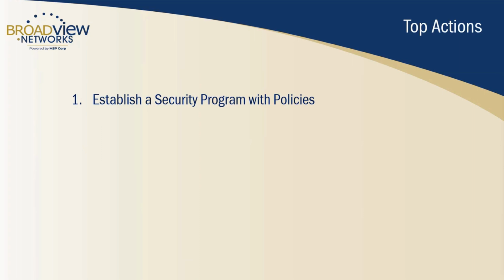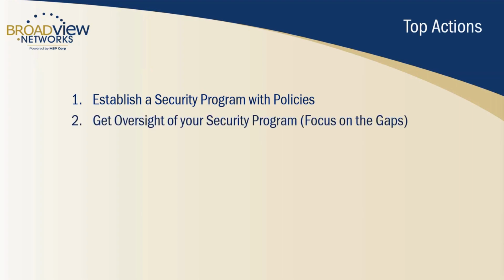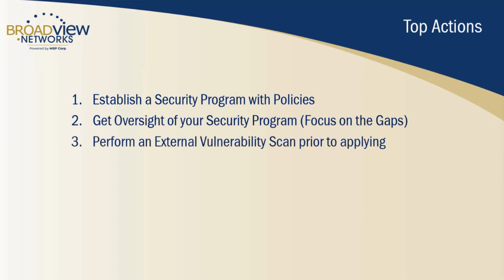So just to recap, the top actions that are going to be critical for this: establish a security program with policies, whether the cybersecurity insurance application requires it or not. Having a security program within your organization and having it backed up by policies is critical to cybersecurity actually taking root and properly functioning within your environment. Get oversight on your security program. Get an assessment done. Focus on the gaps. Get those gaps filled in as soon as possible.